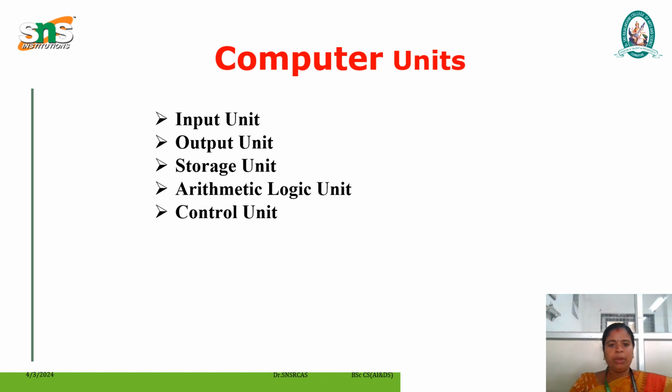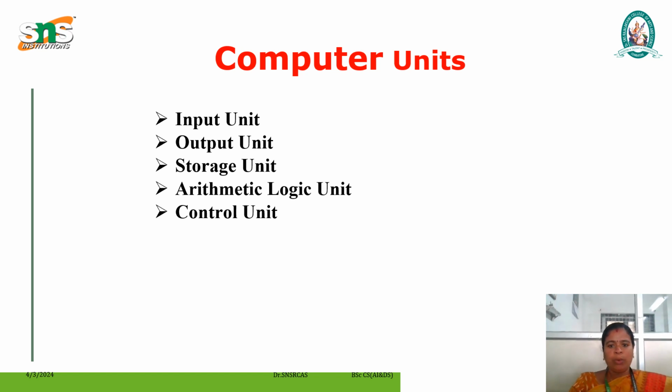Next one, computer units. The input unit provides data to the computer system from outside. So basically it links the external environment with the computer. It takes data from the input device, converts it into machine language, and then loads it into the computer system. Keyboard, mouse, etc. are the most commonly used input devices.